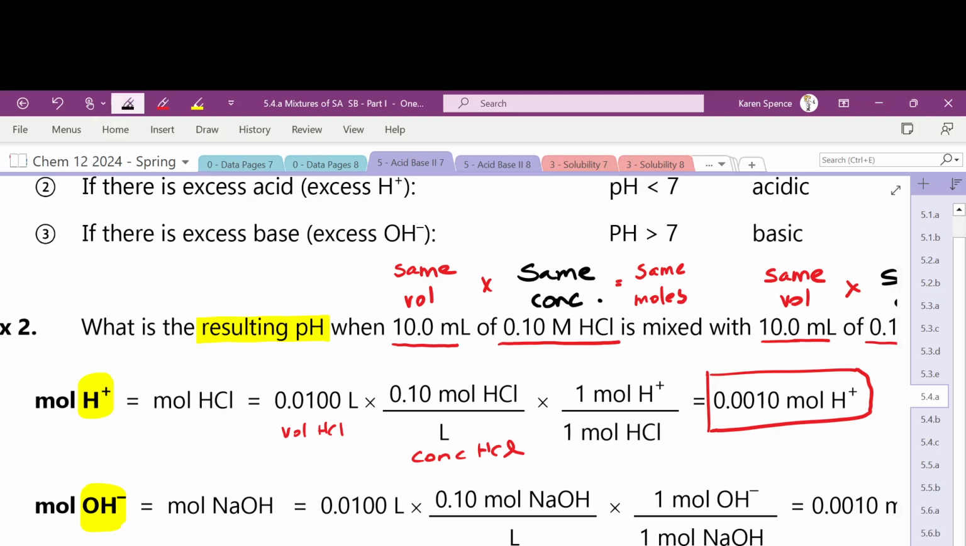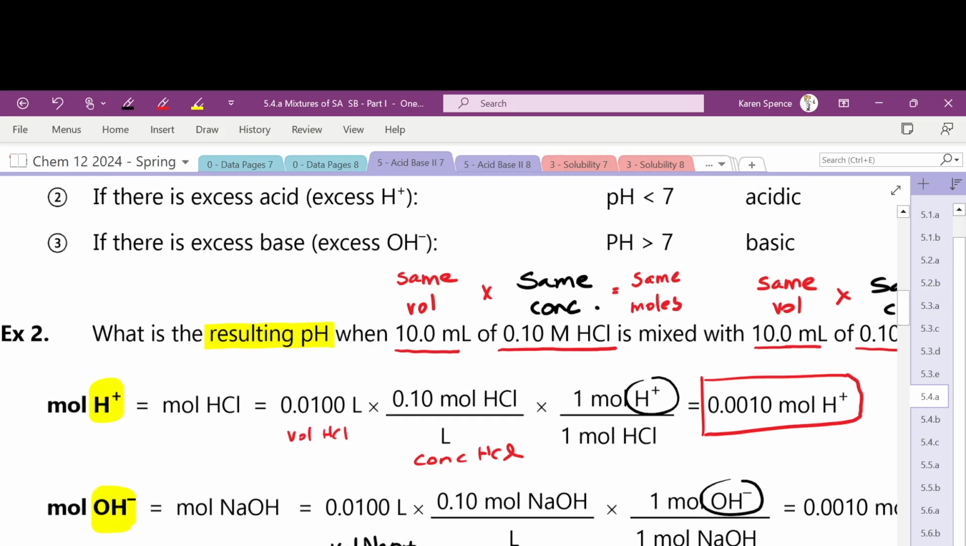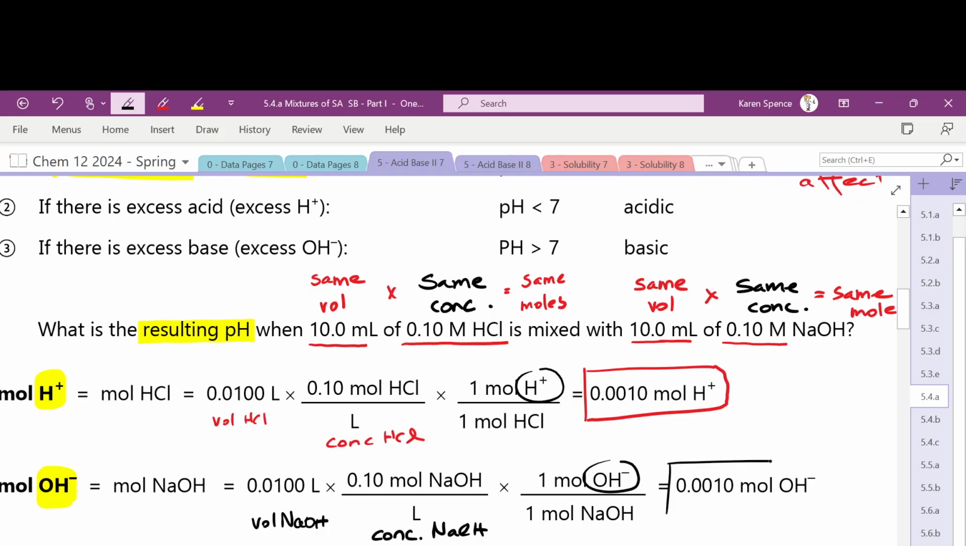Moles of NaOH. Moles of OH, you take your volume of the NaOH, you multiply it by the concentration of the NaOH, you multiply it by the mole ratio to get OH by itself, and we get 0.001 moles of OH minus. And these two are the same. 0.001, 0.001. Okay?